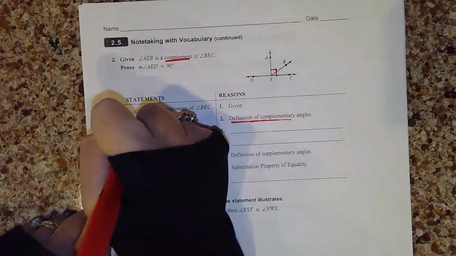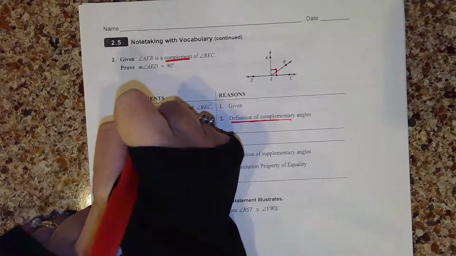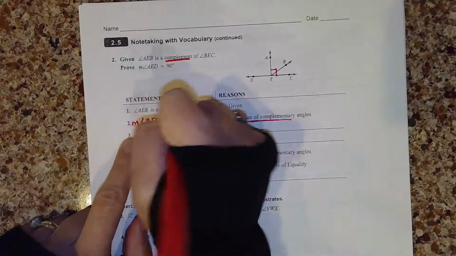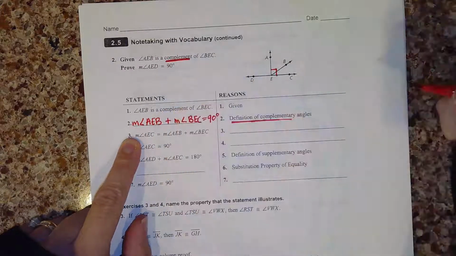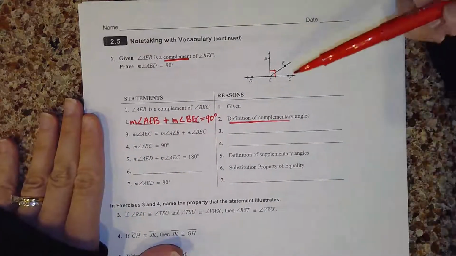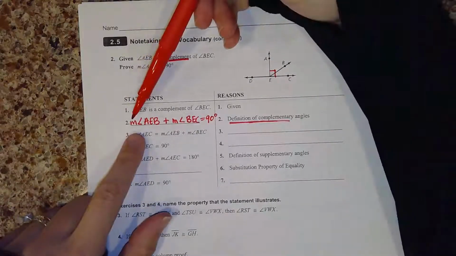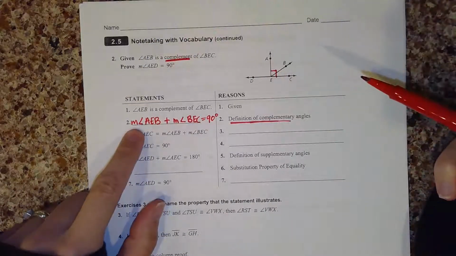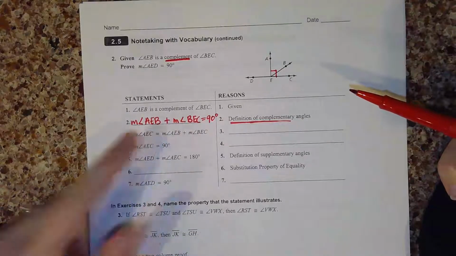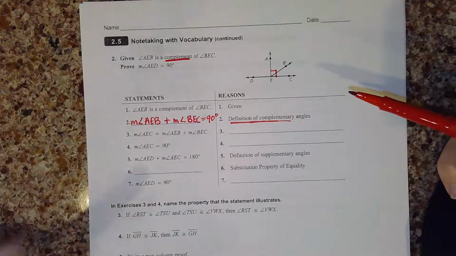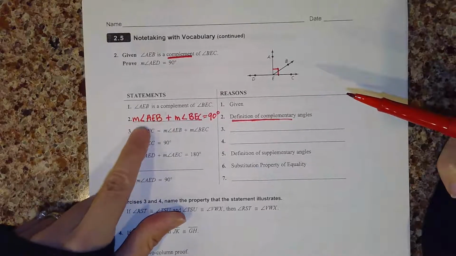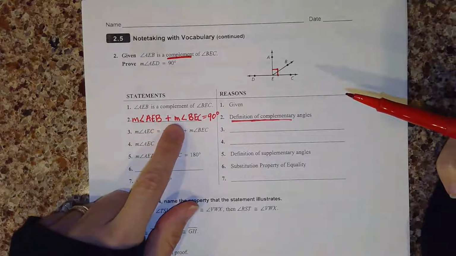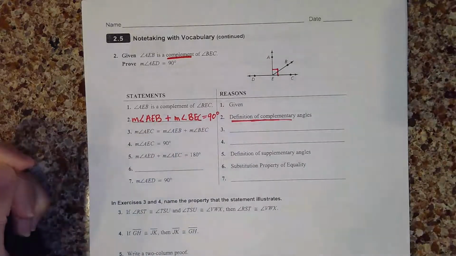So the measure of angle AEB plus the measure of angle BEC equals 90 degrees. So lots of things I'm going to be looking for here when you're doing this correctly. You got to have that little M there because that means measure. So measure of this angle. Whenever you're talking about a number, it equals 90, you should use the little measure. So measure of angle AEB, make sure you have the angle symbol, adding to the measure of angle BEC equals 90 degrees.